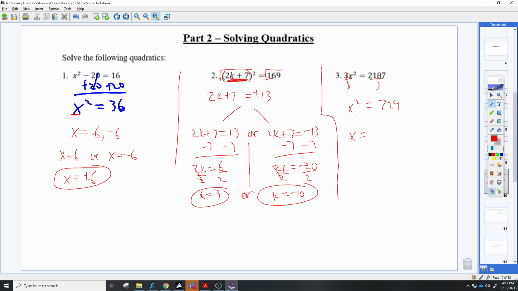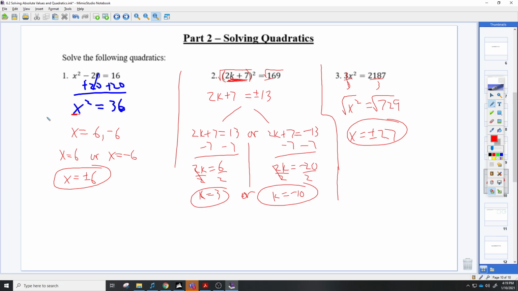To get rid of something that's being squared, what times itself gives you 729? It's a fairly big number. I think it is 27. Again, you could also do square root on both sides to get rid of the squared, and you would also get 27.